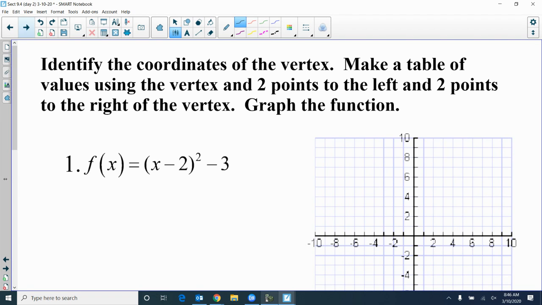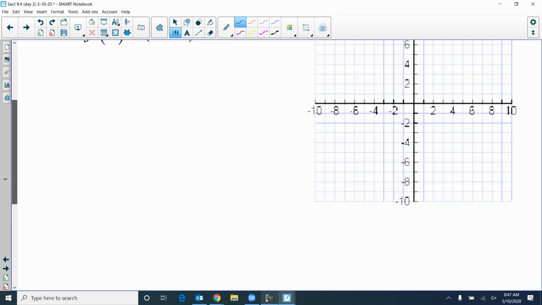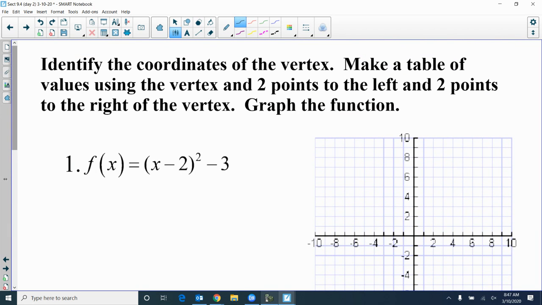These are like those two on the bottom that use the half sheet I just gave you. It matters what points you pick. You cannot just do -2, -1, 0, 1, and 2. Be careful. So it says identify the coordinates of the vertex. Make a table of values using the vertex and 2 points to the left and 2 points to the right. What is the vertex? 2, -3. It is 2, -3 because it moves right 2 and down 3. So your vertex will be 2, -3.